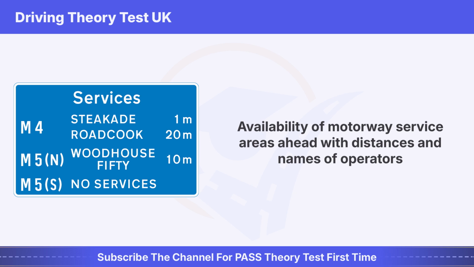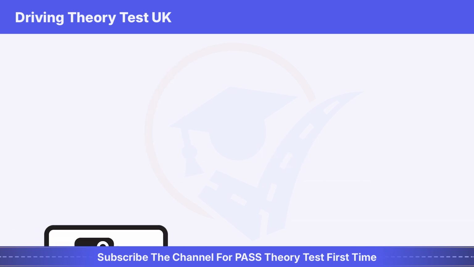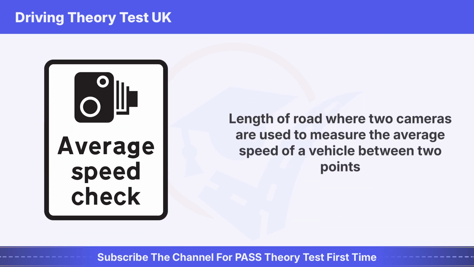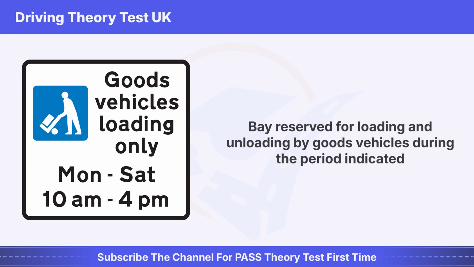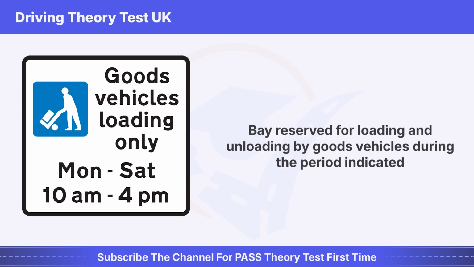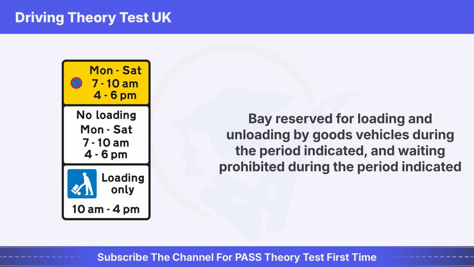Availability of motorway service areas ahead with distances and names of operators. Length of road where 2 cameras are used to measure the average speed of a vehicle between 2 points. Bay reserved for loading and unloading by goods vehicles. Bay reserved for loading and unloading by goods vehicles during the period indicated, and waiting prohibited during the period indicated.